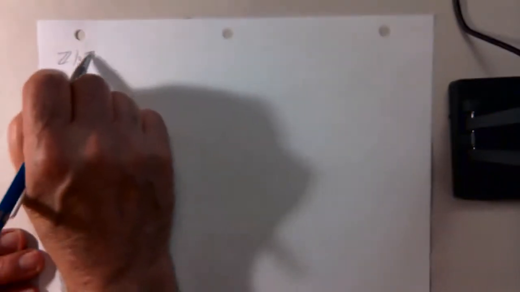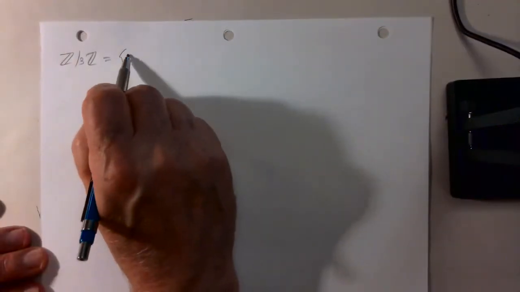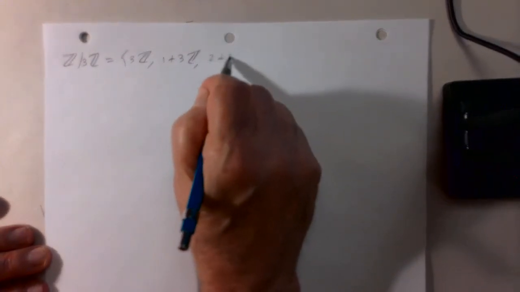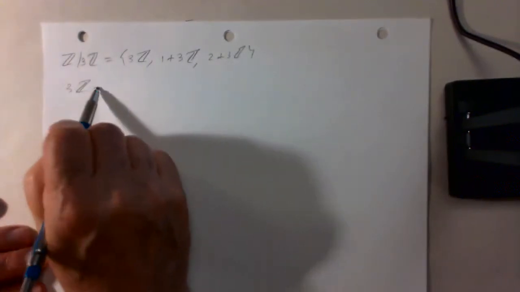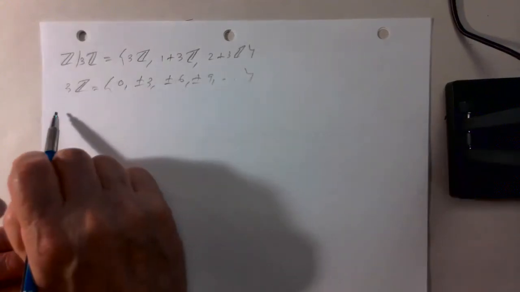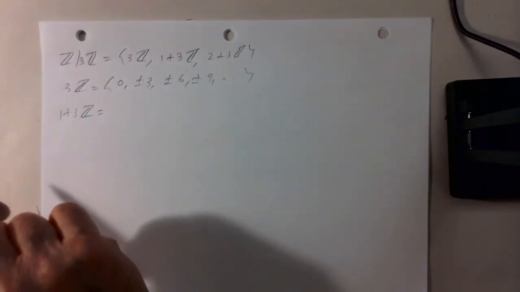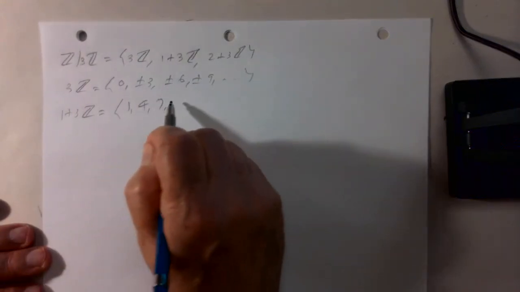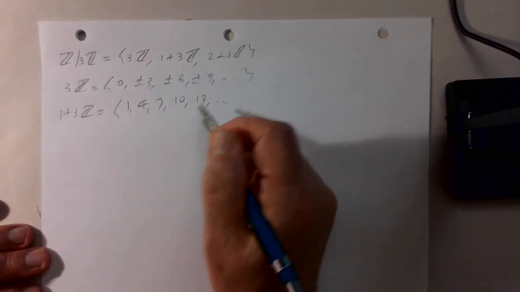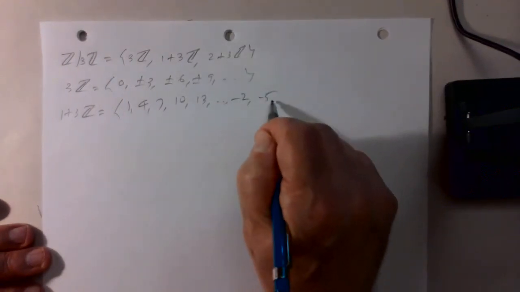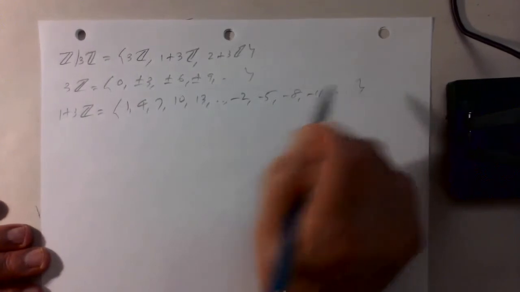What about Z mod 3Z? This is the set of congruence classes modulo 3. So it consists of 3 congruence classes. The multiples of 3, 1 plus the multiples of 3, 2 plus the multiples of 3. 3Z is just 0 plus or minus 3 plus or minus 6 plus or minus 9 and so forth. 1 plus 3Z is all the integers that leave a remainder of 1 when you divide by 3. 1, 4, 7, 10, 13, and so forth. And the negative numbers. 1 minus 3, 1 minus 6, 1 minus 9, and so forth.